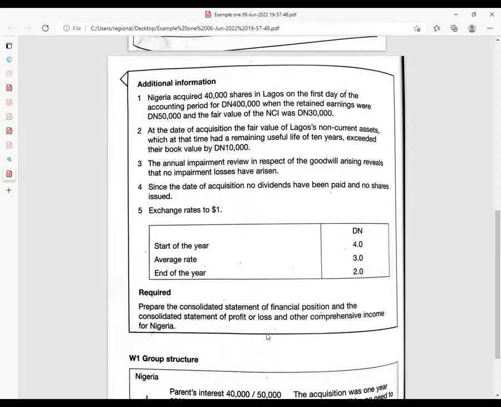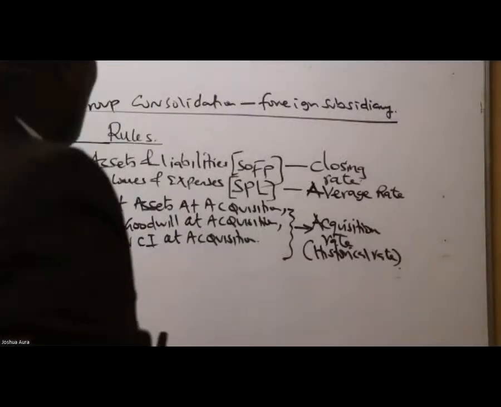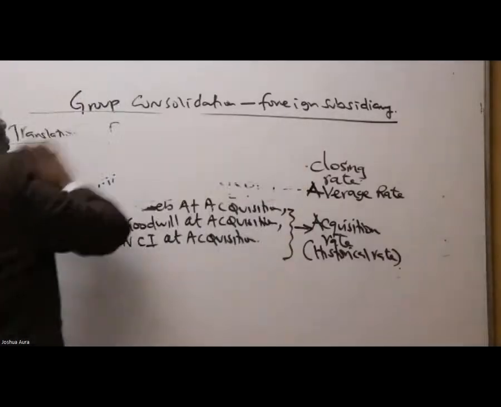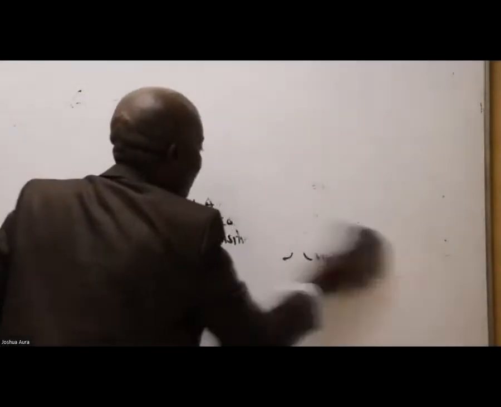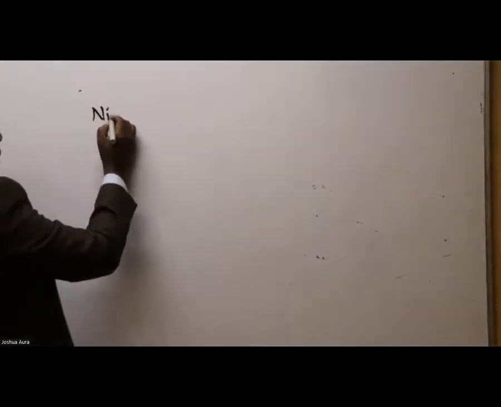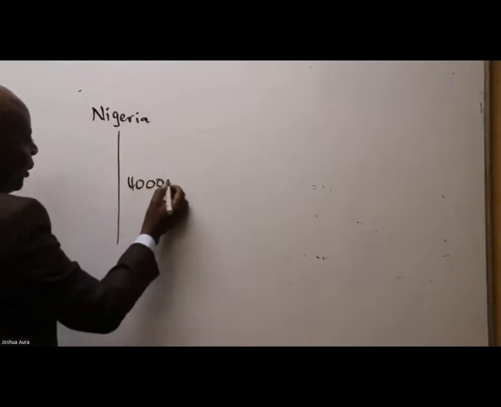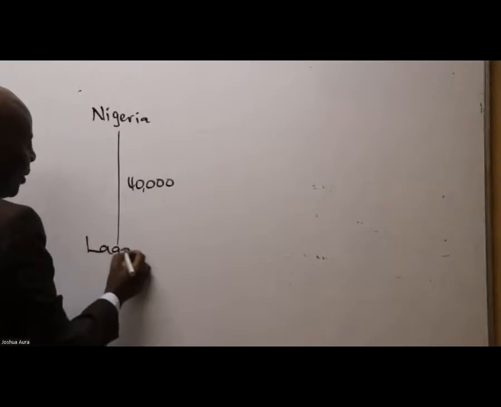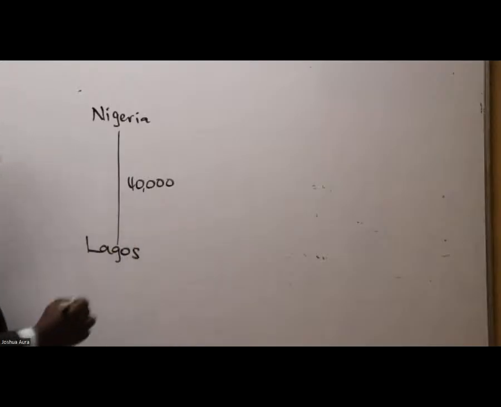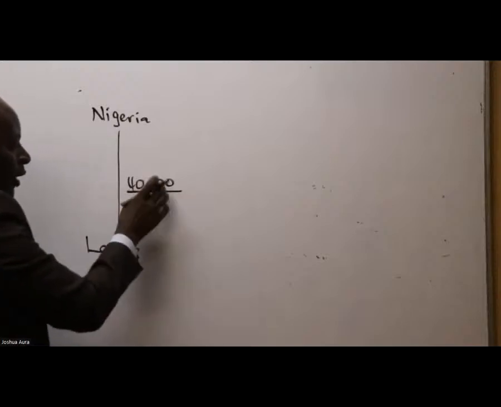We start with the group structure. So Nigeria acquired how many shares? 40,000 shares in Lagos. So Nigeria, a company called Nigeria, acquired 40,000 shares of a small company called Lagos. I'm interested in knowing the percentage of this investment.